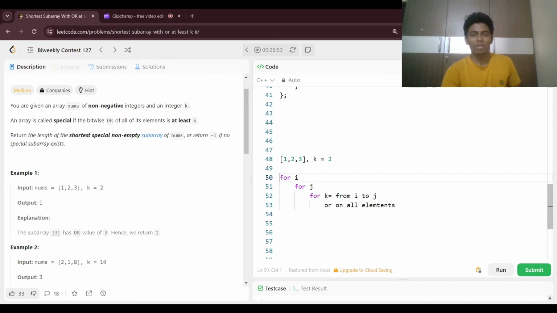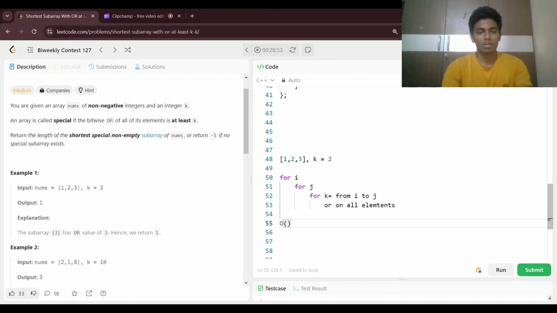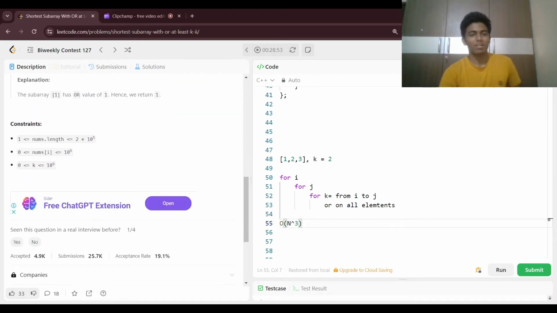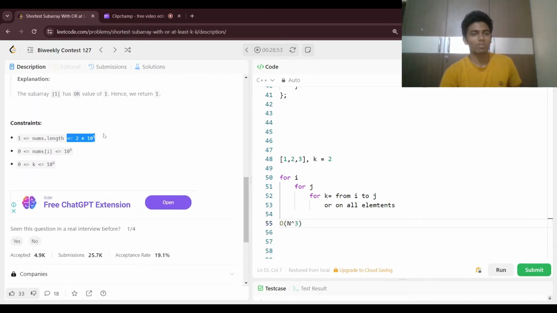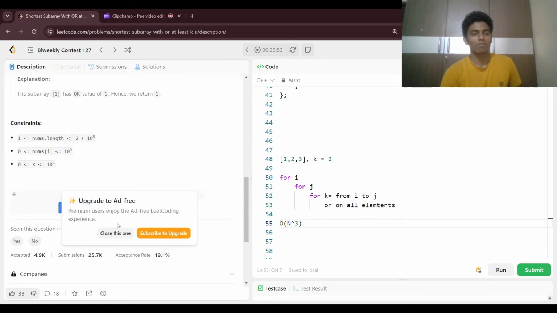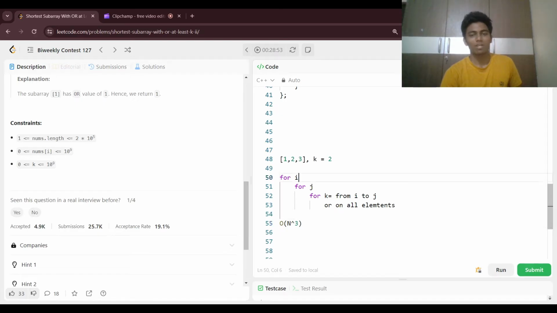So this is going to be our brute force approach, where we'll have big O of n cube as our time complexity. That cannot be solved with these constraints. Why? Because we have nums length equal to 2 into 10 to the power of 5, which is not possible to solve with big O of n cube. So we are going to reduce this time complexity. Let us see how we can reduce it.